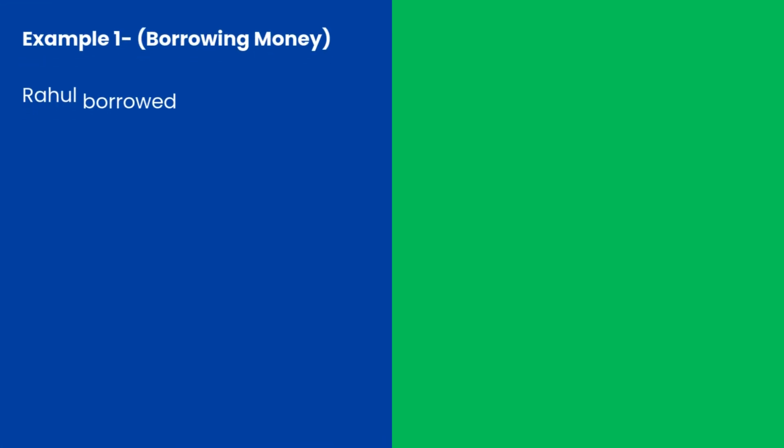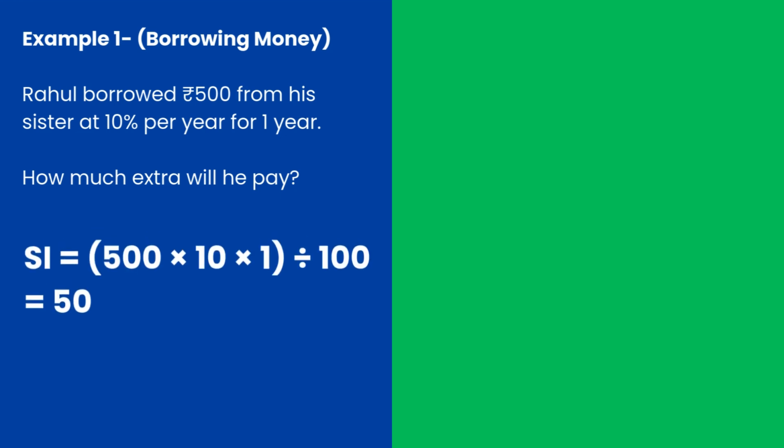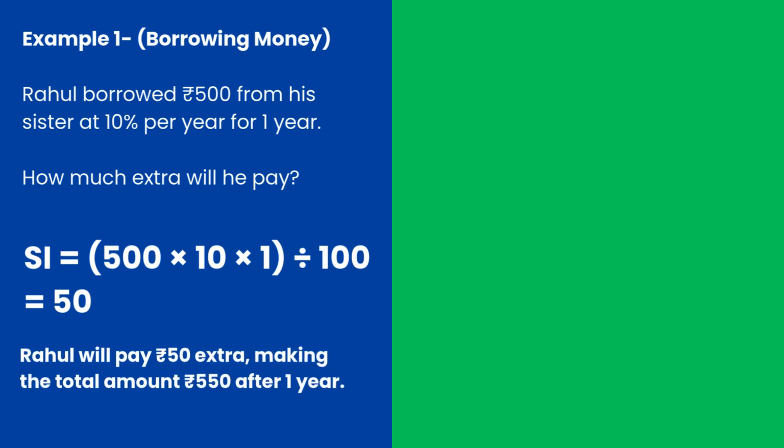Now, let's apply this formula. Example 1. Borrowing money. Rahul borrowed 500 rupees from his sister at 10% per year for 1 year. How much extra will he pay? Simple interest is equal to 500 times 10 times 1 divided by 100, which is equal to 50. Rahul will pay 50 rupees extra, making the total amount 550 rupees after 1 year.